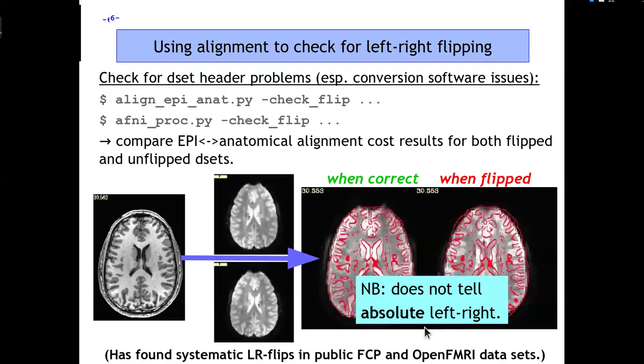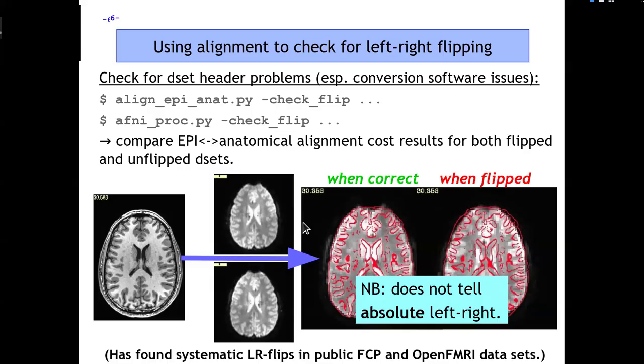So this does not tell us absolutely what's left and right. When we run into this problem, we don't know which one is correct and which is wrong, so we probably can't trust this data set overall, which is unfortunate, but at least we knew that we couldn't trust the data, which is why we checked for this. It's surprising how many data sets have this, which is why we put this in our afni_proc by default now.